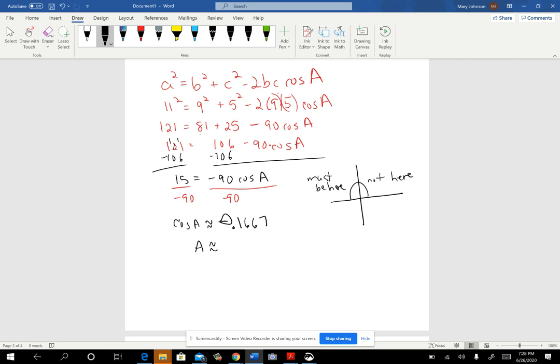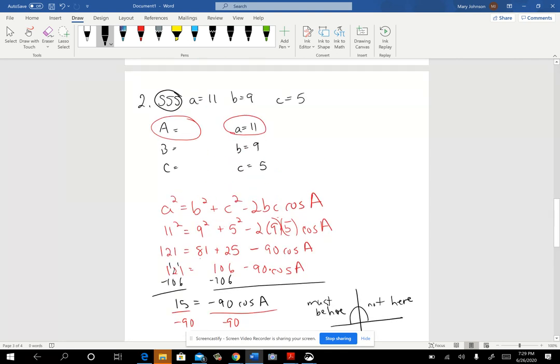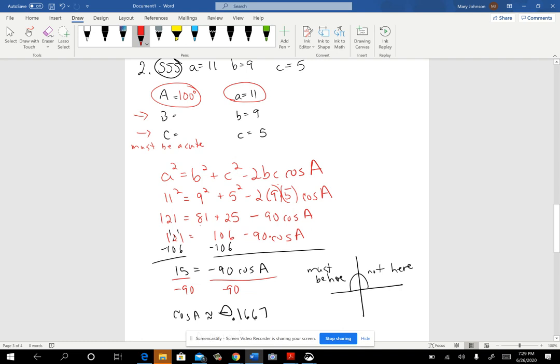And so you do your cosine inverse of the negative 0.1667, and that turns out to be about 100 degrees if you round to the nearest degree. And because you already found the obtuse angle, you know that these two right here must be acute. So you will not have to worry about checking the second angle, because to find the remaining angles, you're just going to use the law of sines at this point, okay?